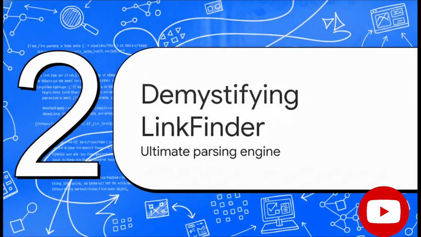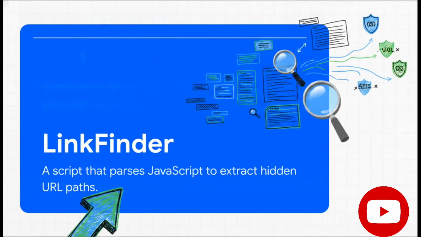Moving on to Section 2, demystifying the LinkFinder tool, the ultimate parsing engine. Now, what's really interesting about this slide is the solution itself. Since doing this manually at scale is just impossible, we turn to LinkFinder to solve that burnout problem. This is a brilliant open-source Python script by security researcher Gerben Javado, and it basically acts as a massive filter for all that messy client-side code.